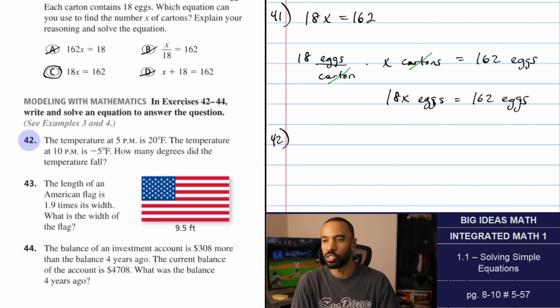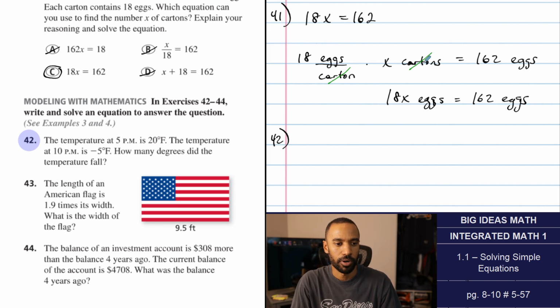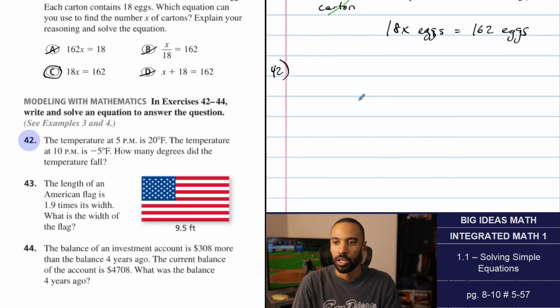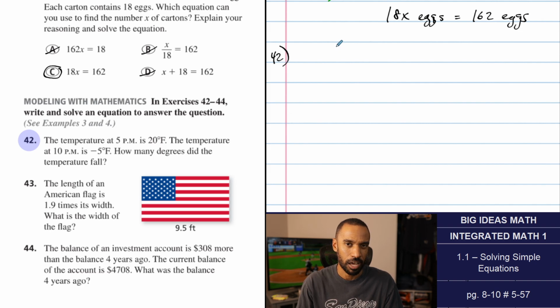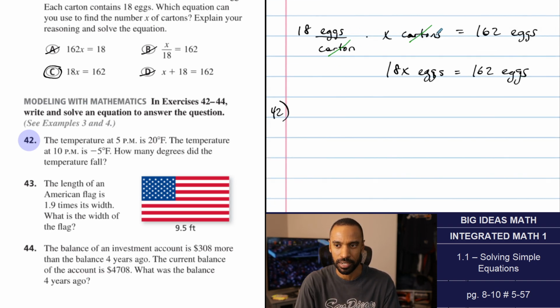Write and solve an equation to answer the question. Number 42, the temperature at 5 p.m. is 20 degrees Fahrenheit. The temperature at 10 p.m. is negative 5 degrees Fahrenheit. How many degrees did the temperature fall? So this is where we kind of have to have a plan for this stuff. I'll probably say it out loud more than I'll write out the official things, even though I did here.